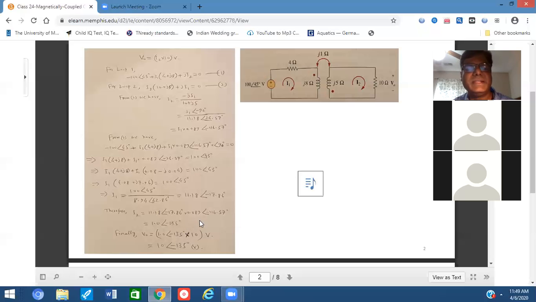And once you got I2, your goal is to find V0. So look at the rightmost side component. Your target is to find V0. So V0 is 10 multiplied by I2. That's why see the last two lines of the calculation. Finally, V0 is I2 multiplied by 10. So the result is 10 at an angle of minus 135 degrees. So everybody is fine with the calculation?